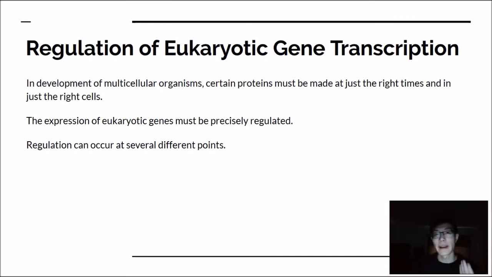Of course, when it comes to regulation, things get a little bit more complicated in eukaryotic gene transcription, because in multicellular organisms there's going to be a greater complexity, and certain protein controls need to be regulated, sometimes upwards or downwards. So the expression of eukaryotic genes often has to be regulated fairly precisely and potentially at different points. So that's also very important.